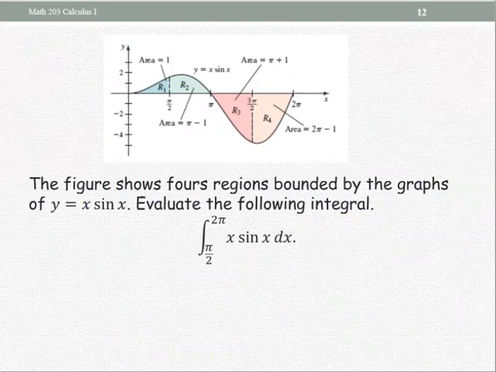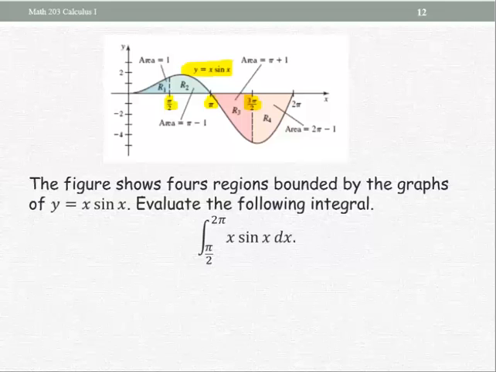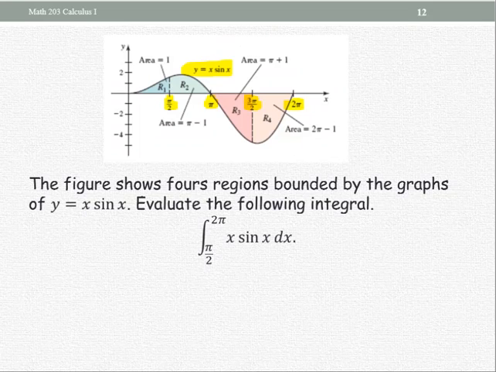Another example, the graph is provided. This is the graph of y equals x times sine x. As we see, there are 4 separate regions: from 0 to pi over 2, from pi over 2 to pi, from pi to 3 pi over 2, and from 3 pi over 2 to 2 pi, as the regions R1, R2, R3, R4 respectively. And the values of the areas are also provided: area R1 is 1, area R2 is pi minus 1, area R3, which is below or underneath the x-axis, is pi plus 1, and R4, which is the area underneath the x-axis also, is 2 pi minus 1.